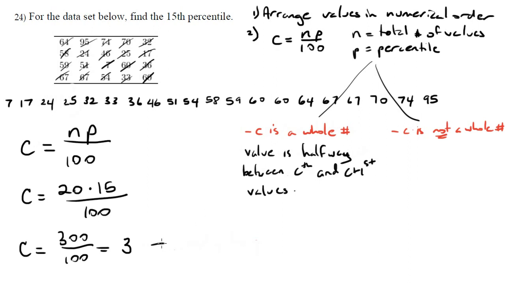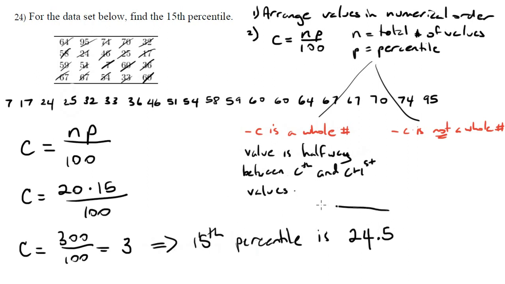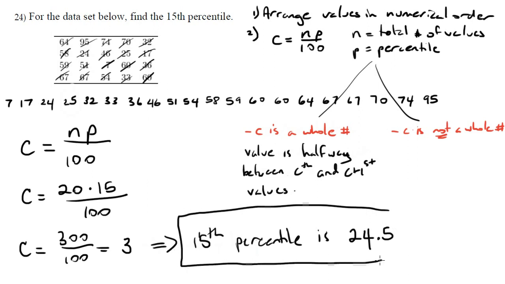So that means the 15th percentile is 24.5. Halfway between 24 and 25. 24.5. You can add them, divide by 2. Okay? That's the answer to the question there.